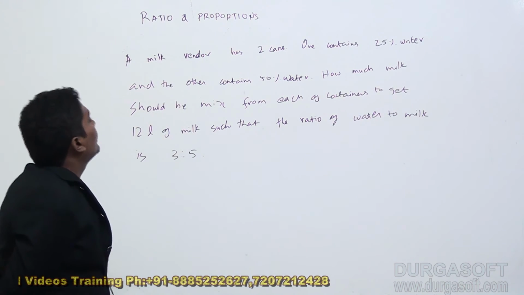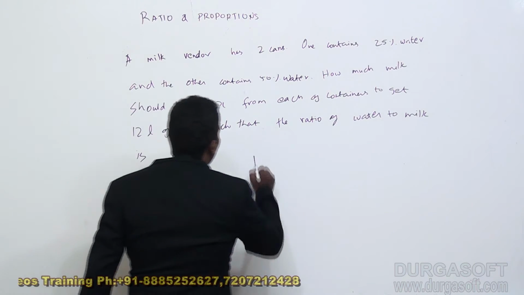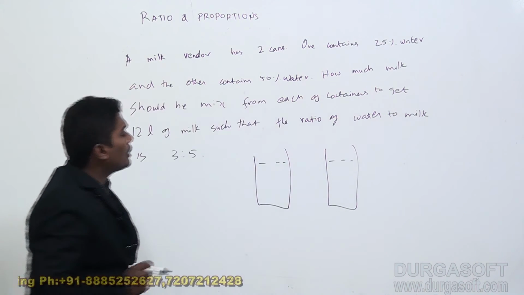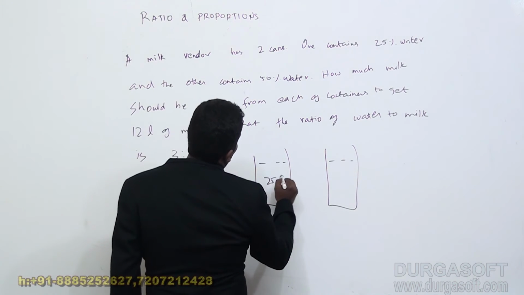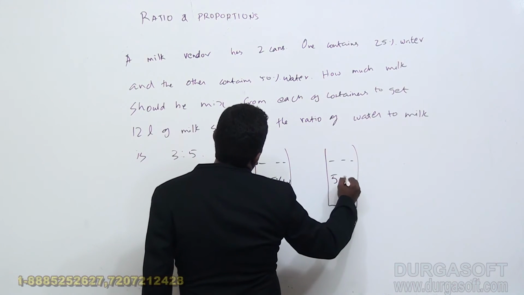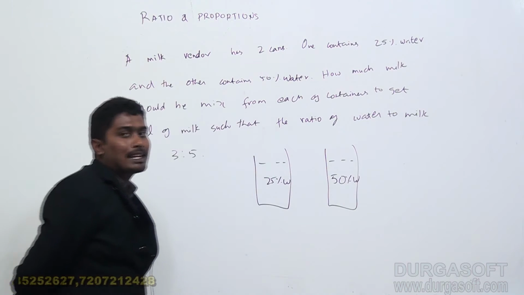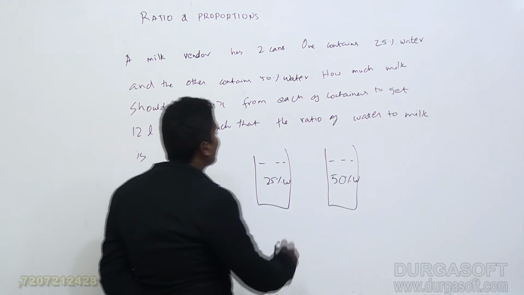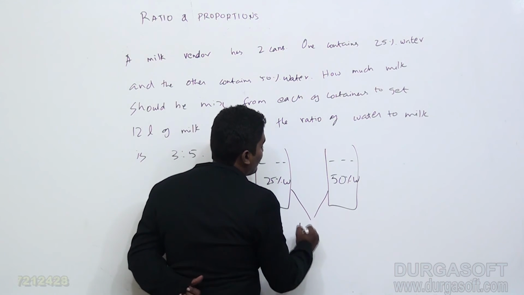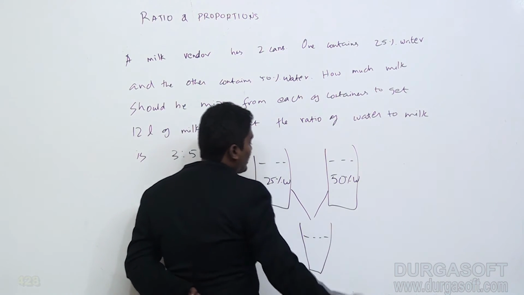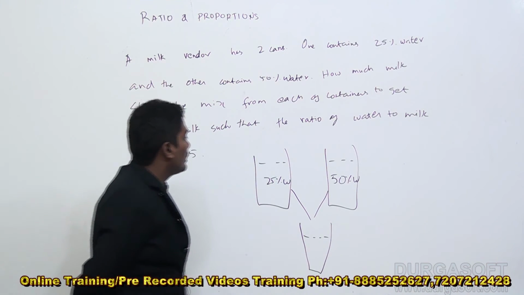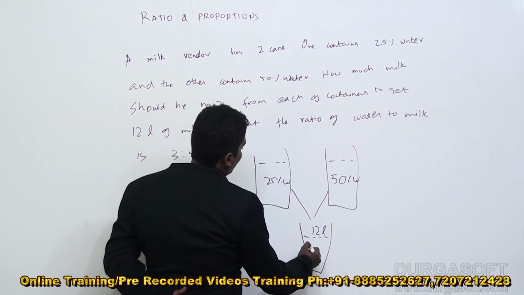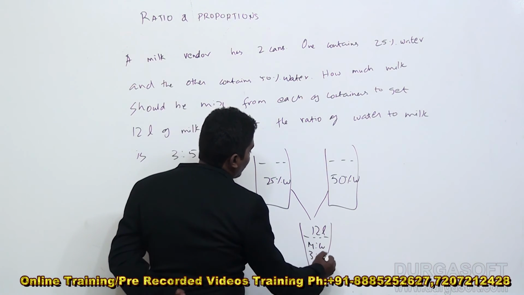The question here is that there are two cans. The quantity of the 2 cans has not been given, but the first can contains 25% water and the second can contains 50% water. I will take some part of the first one and some part of the second one, and mix them together. Finally I should get 12 liters in which the water and milk are in ratio 3:5.